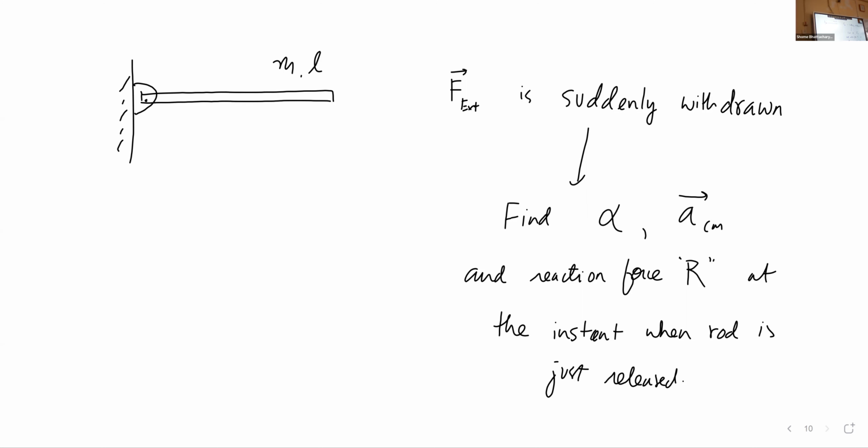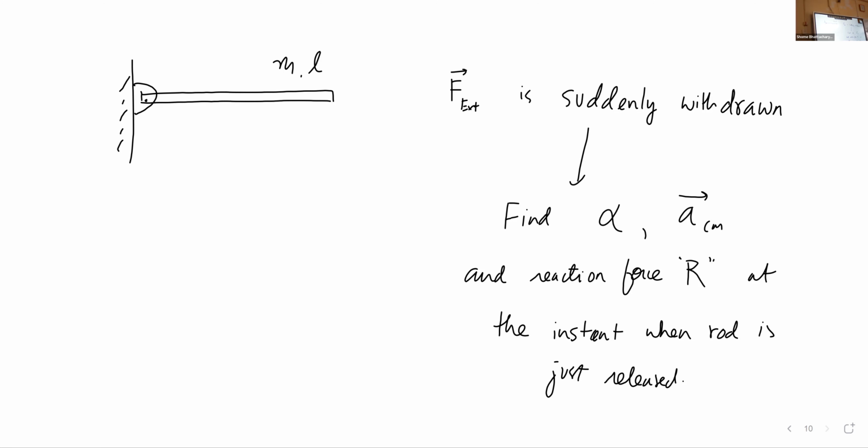So now which equation do we use for alpha? Torque is equal to I alpha. And about the hinge, how many forces are creating torque now? Only one force, na, mg. The external force has been withdrawn. So torque because of mg is equal to moment of inertia into alpha. The moment of inertia about one end of a rod, remember we have calculated. How much is it? ml square by 3.